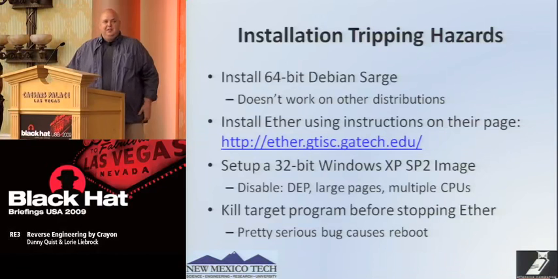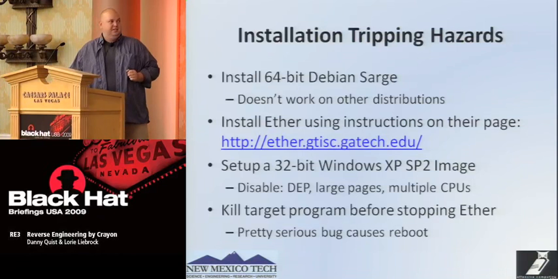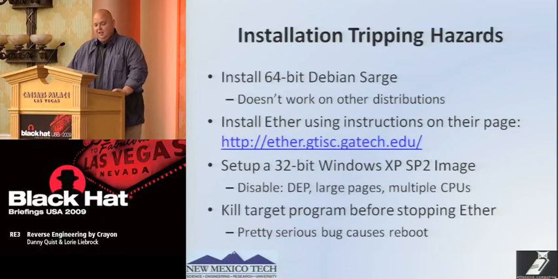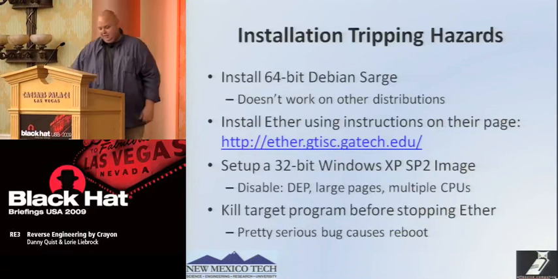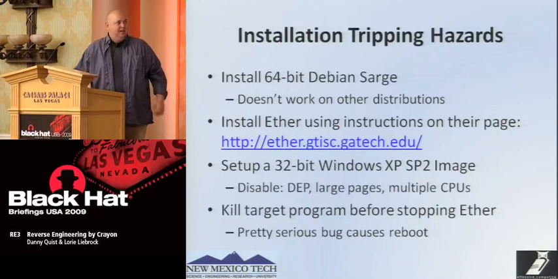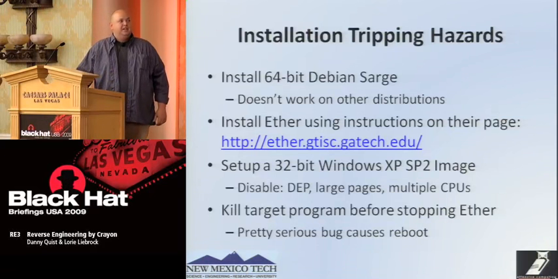Okay, so for those of you that are going to try and recreate this at home, to get Ether installed, I just wanted to go over some bits that'll save you a lot of time. The first one is install a 64-bit version of Debian Sarge. That's the only distribution it works on, and I believe they've gotten past their SSH problems. And then install Ether using the instructions on their page at Georgia Tech.